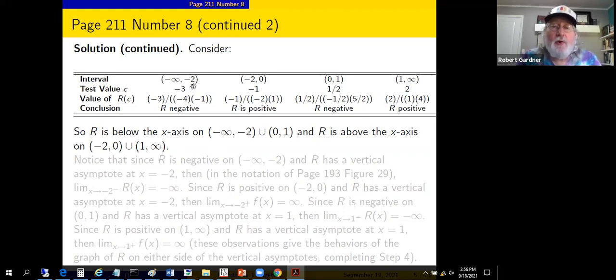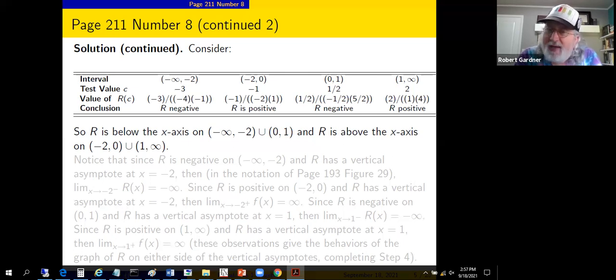So R is below the x-axis where we got the negatives. That was here and here. So -∞ to -2, union 0 to 1. R is above the x-axis where we got positive out. So that would be here, union here, -2 to 0, union 1 to infinity. So that takes care of the positive negativeness, above the x-axis, below the x-axis equivalently.